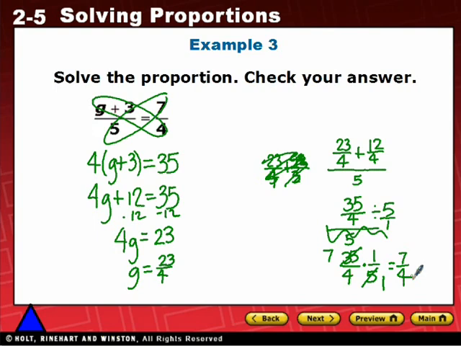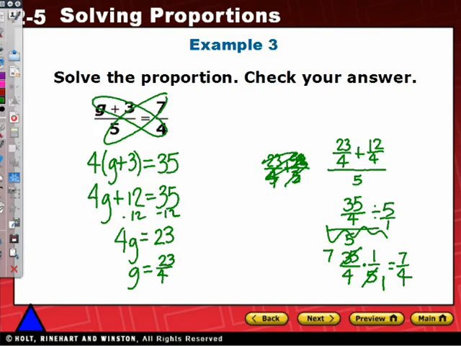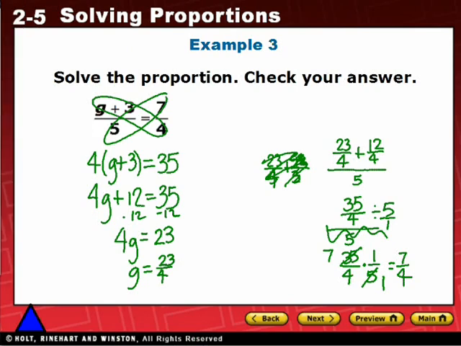Go figure. That is it for the first half of 2-5, solving proportions. We'll pick up with the missing stuff in the next lesson for tomorrow, or you can continue watching now.